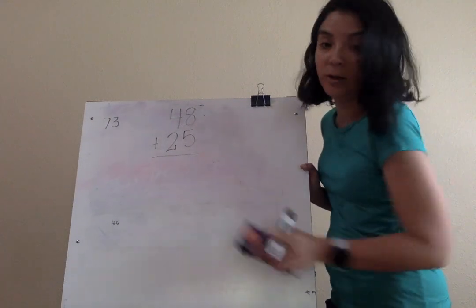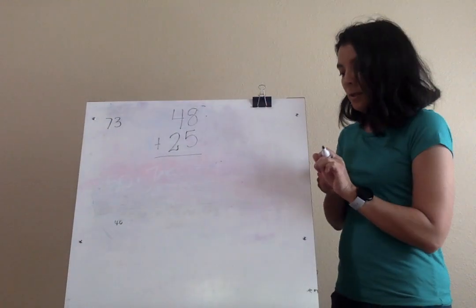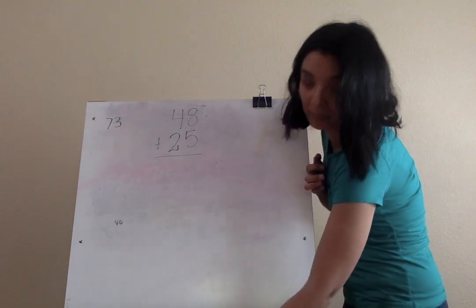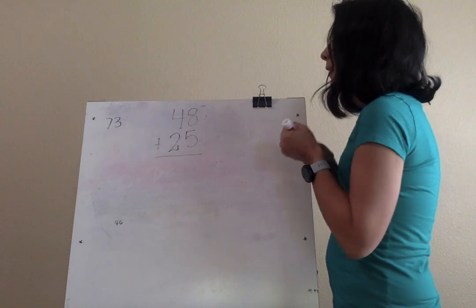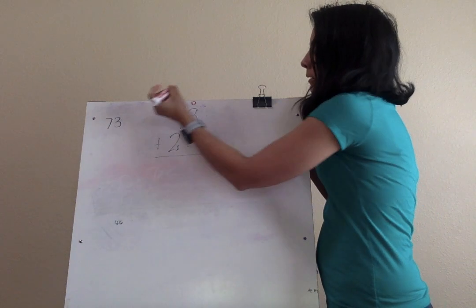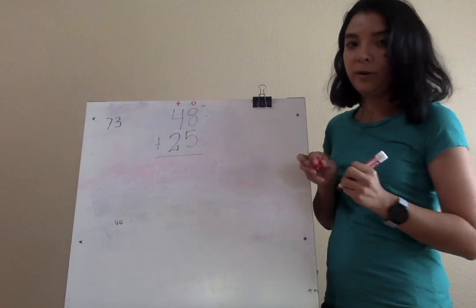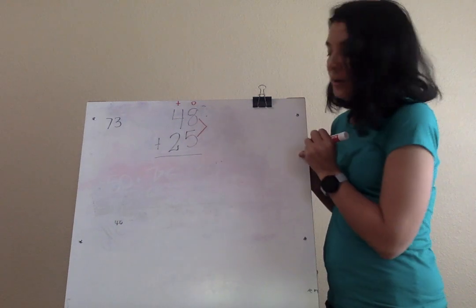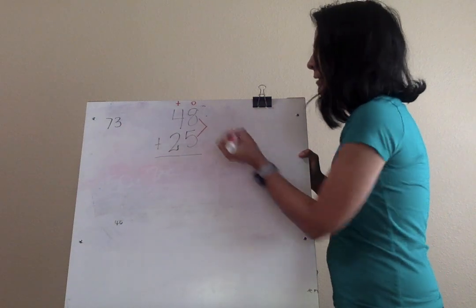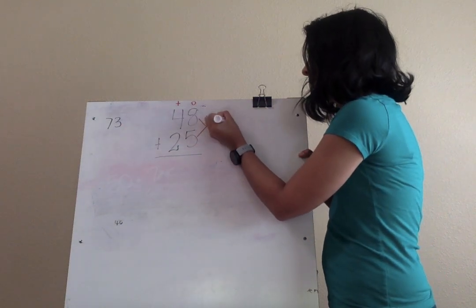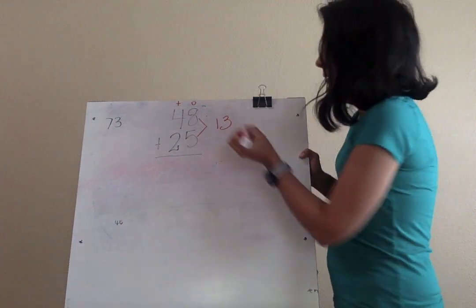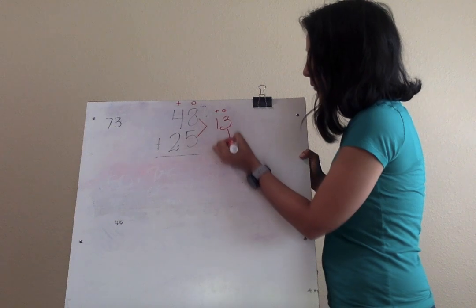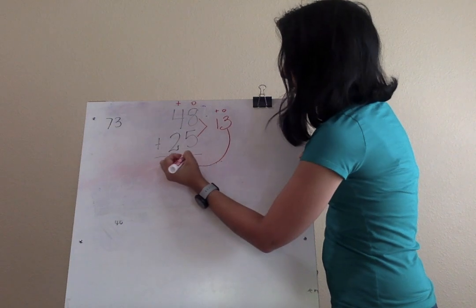We're going to talk about the regular algorithm. So just solving the problem. So when we solve the problem, we want to start with our ones. We always start with our ones. I'm going to add my ones together. 8 plus 5 is 13. Again, 13 has a 10 and a 1. So I know what to do with my ones. I take it to my ones place.